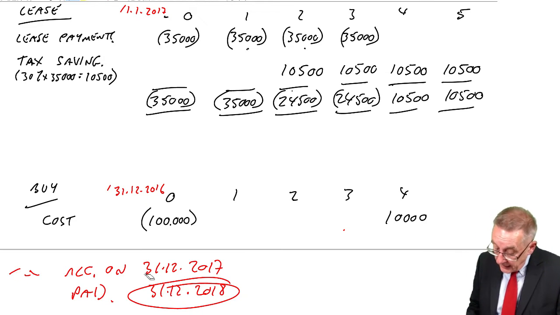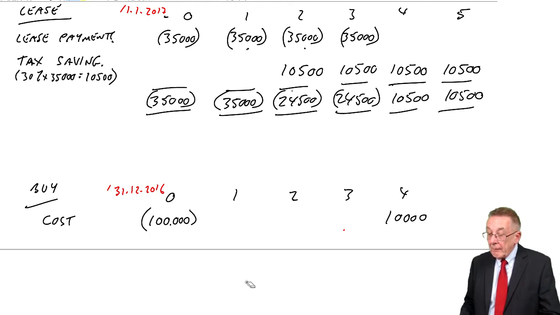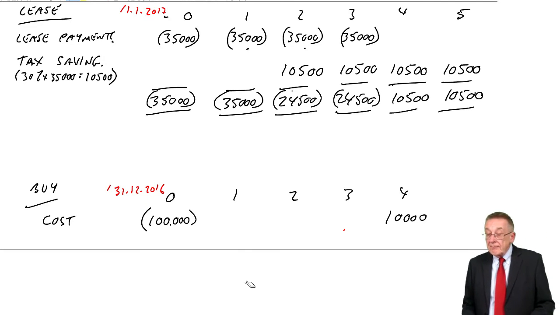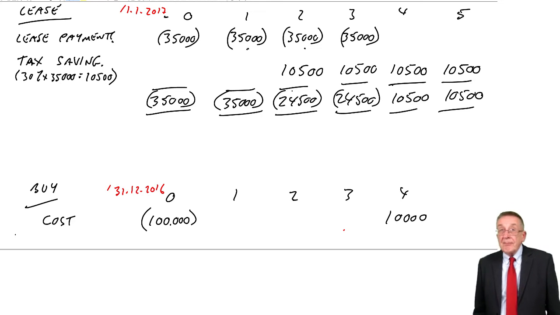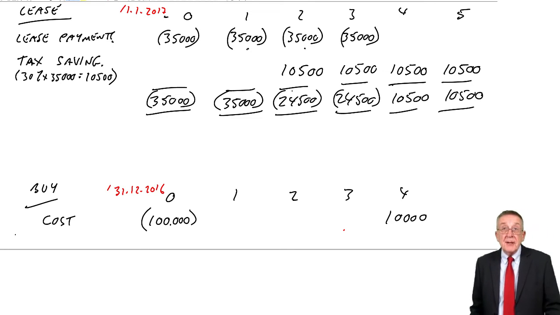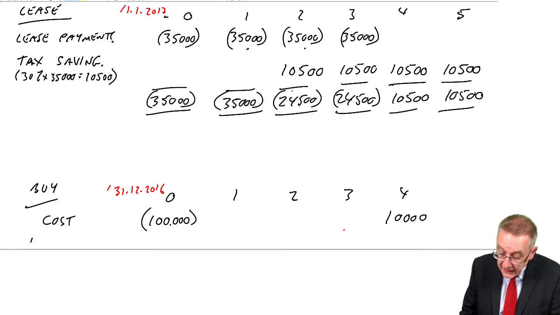All right, now let's turn to what happens if we buy it. Well, the basic flow's easy, cost 100, the scrap 4. But again, what about tax? Because you know from an earlier chapter, if we buy something, we get capital allowances. And so we'll save tax that way. So we'll have the tax saving on capital allowances.